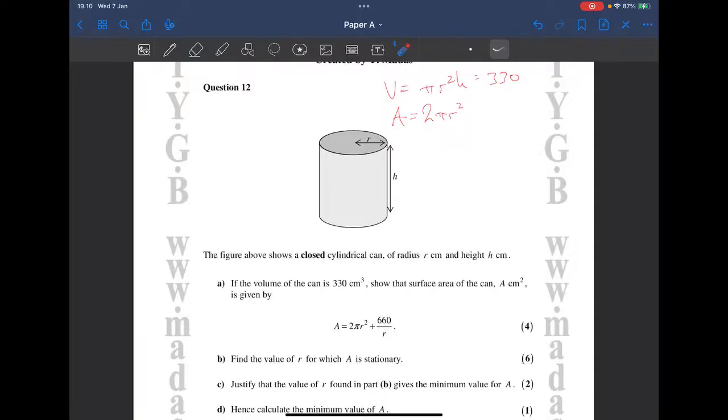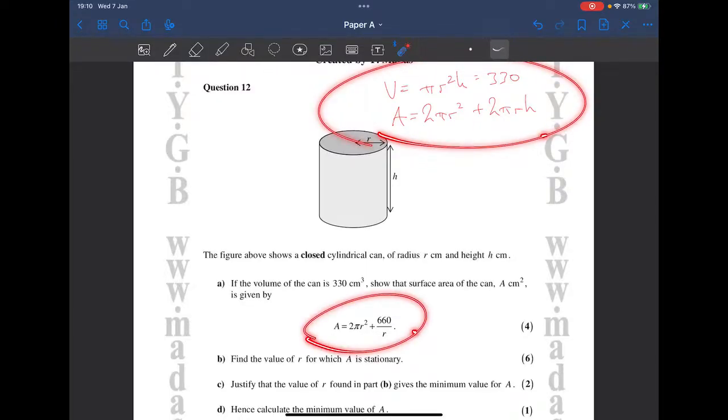Imagine this is a tin of beans. If you take the label off a tin of beans, what shape is that label? It's a rectangle. So we've got the height here, and the other side of the rectangle will be the circumference of this circle. So we need to add on 2 pi r for that circumference times by the h.